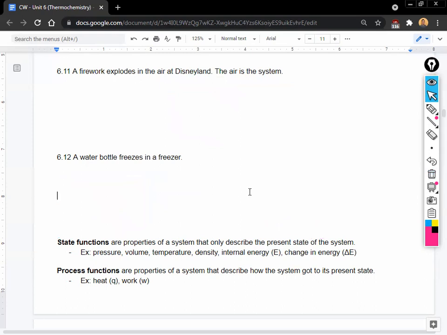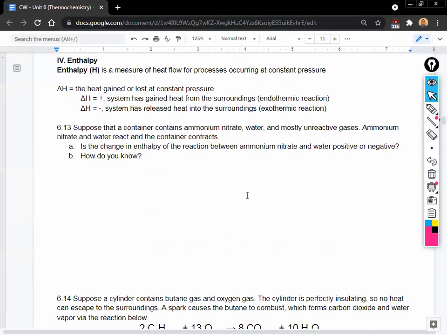Alrighty, now we're going to get to the real meat of this unit, and it's this concept called enthalpy. And this is what we do a lot of the stoichiometry with, okay? Because I know y'all love your stoichiometry. Okay, so enthalpy is a measure of heat flow for processes that occur at a constant pressure. So basically it tells you, is the system releasing energy or is it absorbing energy? The caveat is that we need to keep it at a constant pressure. This enthalpy value can change depending on the pressure, but it's just talking about, does it release or gain heat?